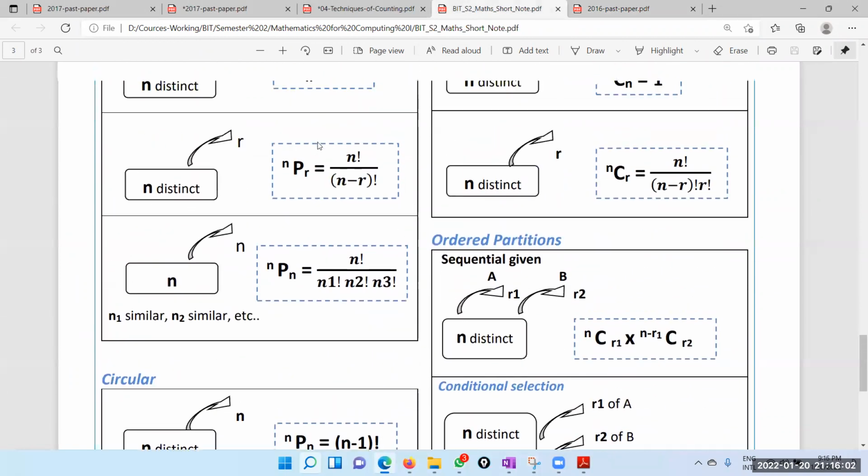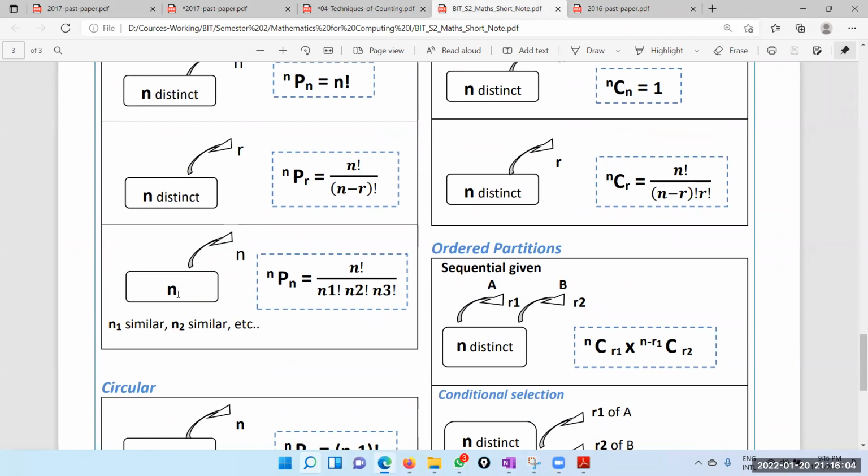So this is the model. We have n number of elements. Out of them, n1 are the same, n2 are the same, and so on. But we have to take all of the elements and arrange them. So it is factorial n divided by factorial n1, factorial n2, factorial n3, and so on. Model type 3 question here.